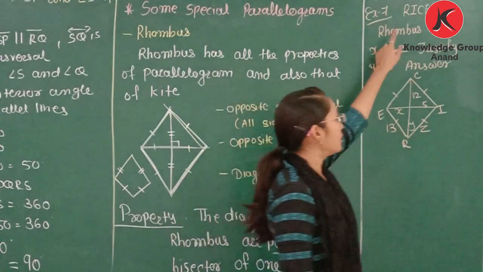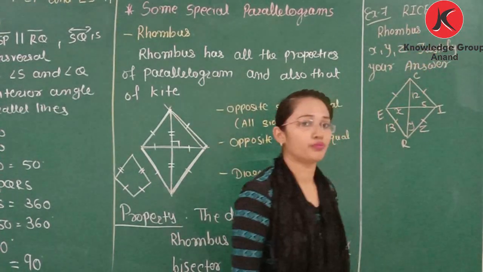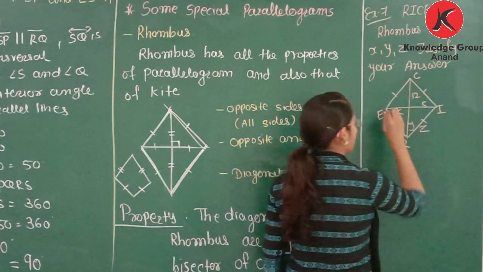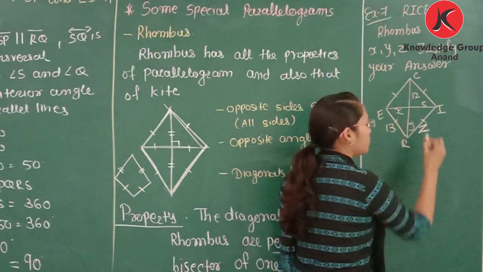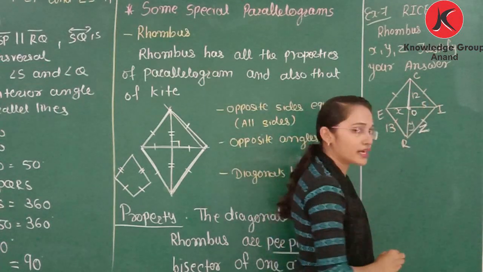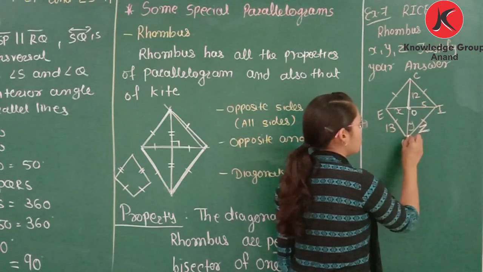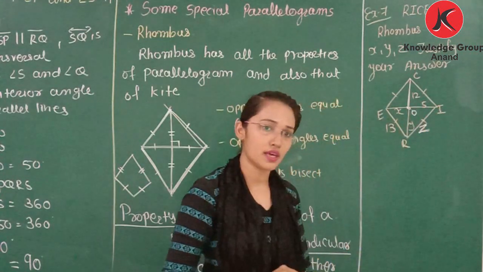Example 7. RICE is a rhombus. Find x, y, z. Justify your answer. This is the figure given. R, I, C, E. This is a rhombus, so all sides are equal. This value z is unknown. Here we can consider the center point O. So OC is 12. You need to find y. OR is 5. You need to find OE, that is x.